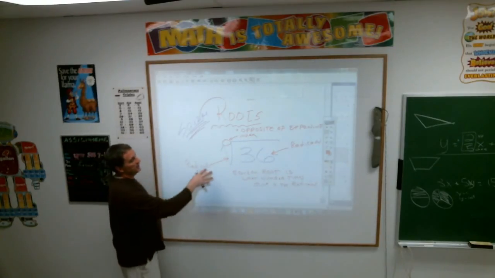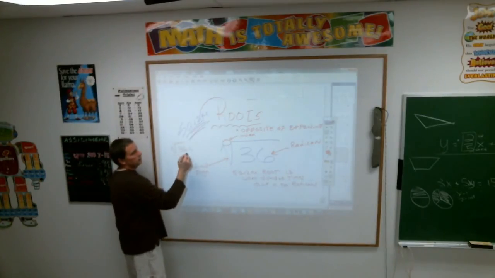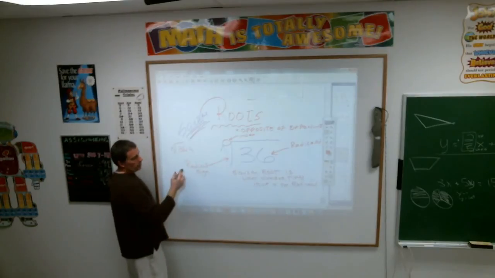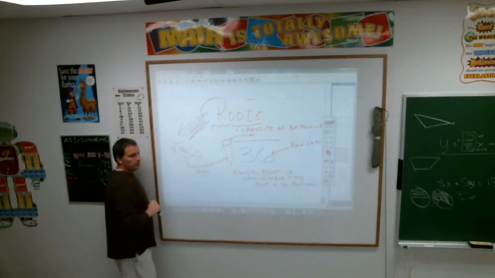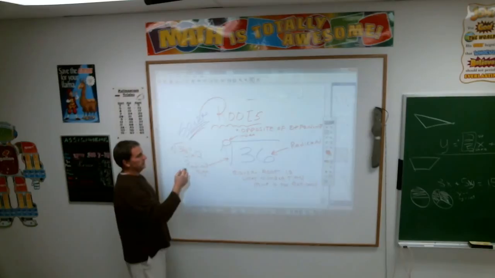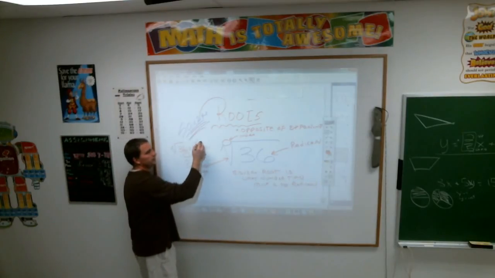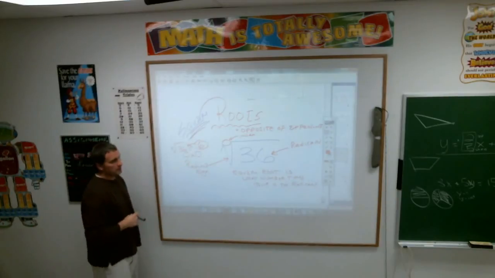So when you see the square root of 36, you are looking for what number times itself gives you 36. What number times itself gives you 36? 6. So that is the one and only answer for right now of what's the square root of 36.